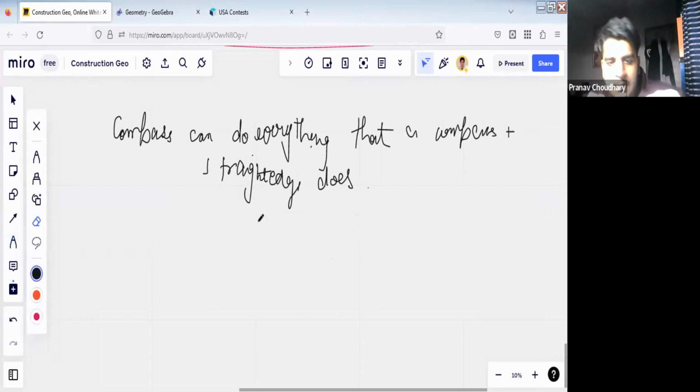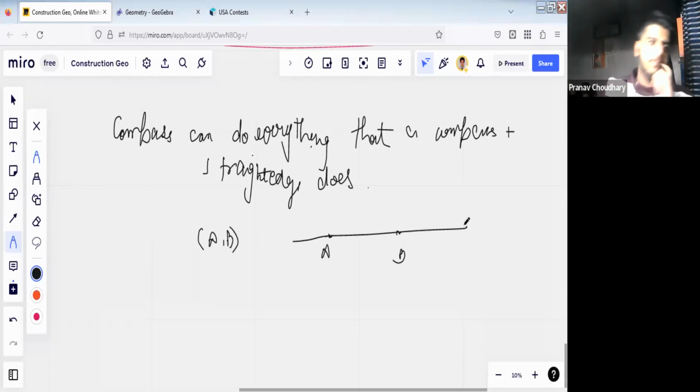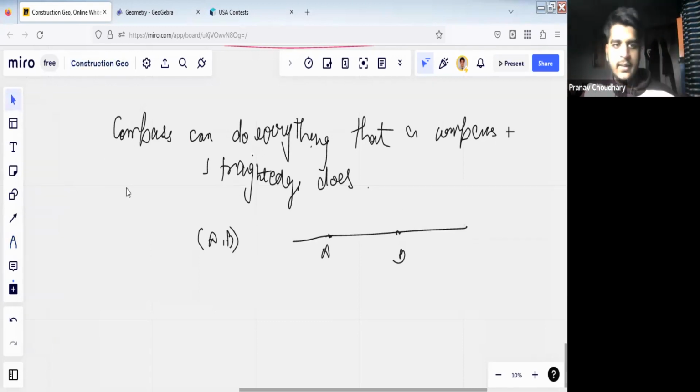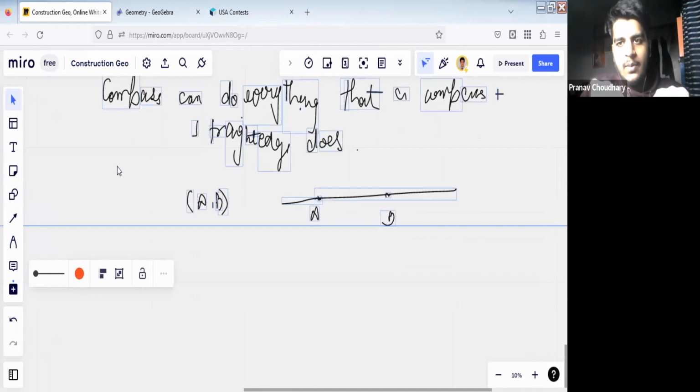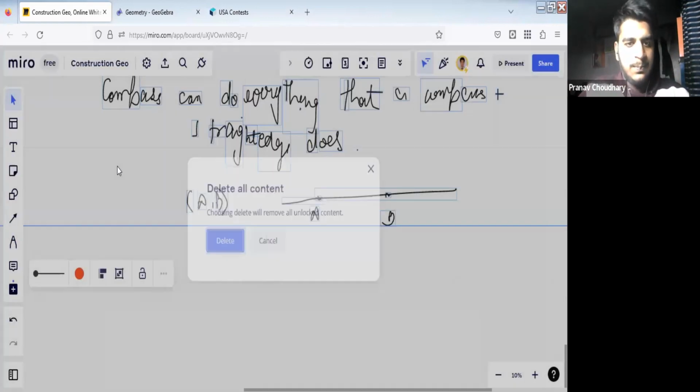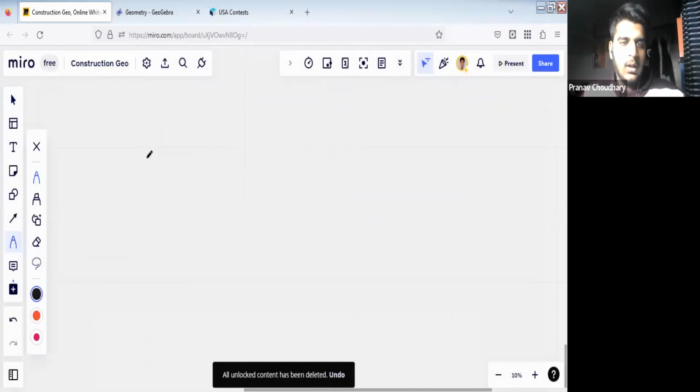The thing is, how do we define a line then? We just define a line as a pair of 2 points. If you're given 2 points, you can define the line. That is all you need to define a line. So let's see some basic things with the compass first. I'll just delete everything because my mirror is lagging.